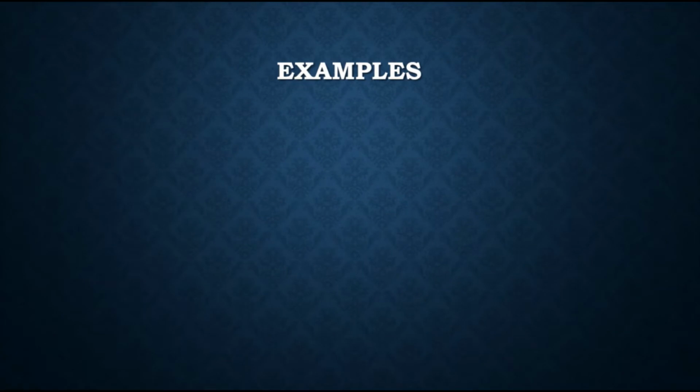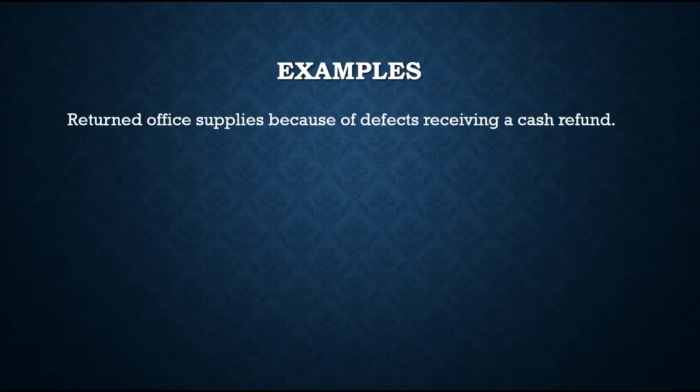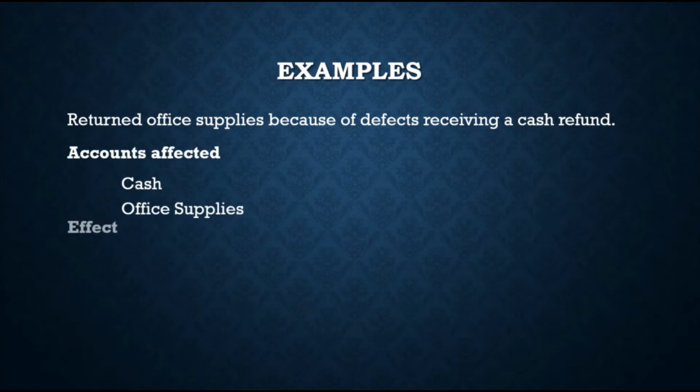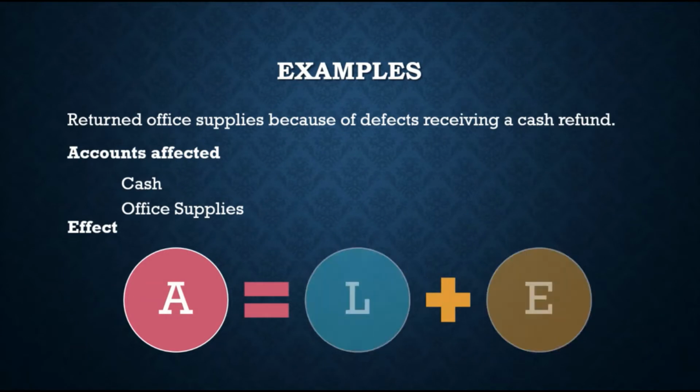Next transaction naman is returned office supplies because of defects, receiving a cash refund. Dito, binalik daw yung office supplies na binili dahil may sira kaya nagkaroon ng cash refund. So, ang accounts na affected ay cash and office supplies. So, sa ating pag-analyze ng effect ng mga transaction, since both of these are assets, walang magiging effect sa liabilities and equity. Then since binalik natin yung office supplies, mababawasan yung office supplies na binili natin. Tapos since nagkaroon ng cash refund, so makakatanggap tayo ng cash kaya madadagdagan yung cash account.